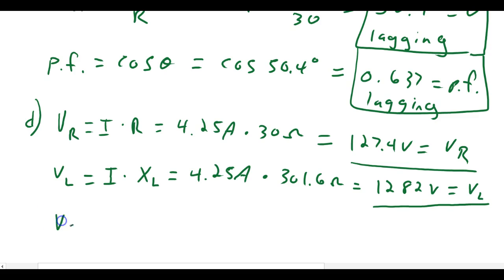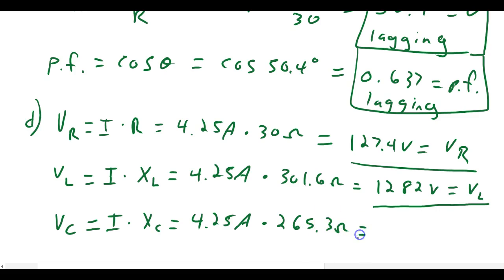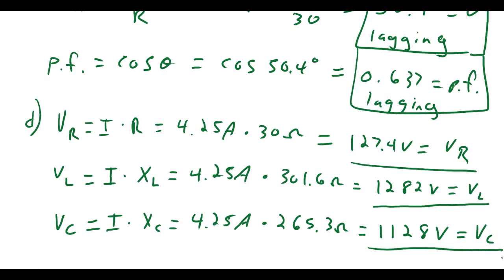Think about the voltage across the capacitor as I times XC, the capacitive reactance, 4.25 amps multiplied by 265.3 ohms for a voltage of approximately 1128 volts. Now, again, that one is bigger than the source voltage. Kirchhoff's voltage law, or the laws of series circuits, kind of reminds us that the largest voltage in the circuit must be the source voltage.